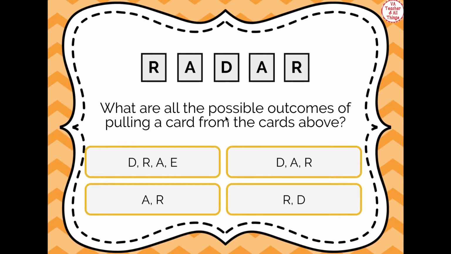Okay, what are all the possible outcomes of pulling a card from the cards above? So we have R, A, D, A, R. So we could pick a letter R, there are 2 of those. We could pick a letter A, there are 2 of those. Or we could pick a letter D. So we could pick a D, an A, or an R. Those are all of our possible options.